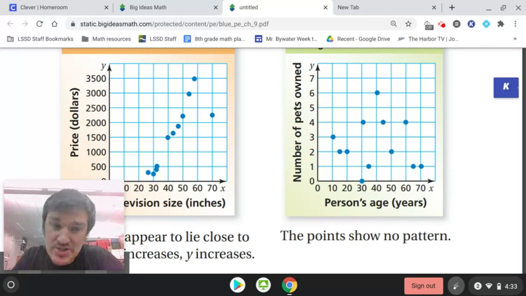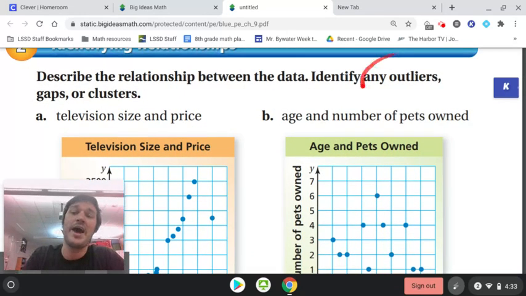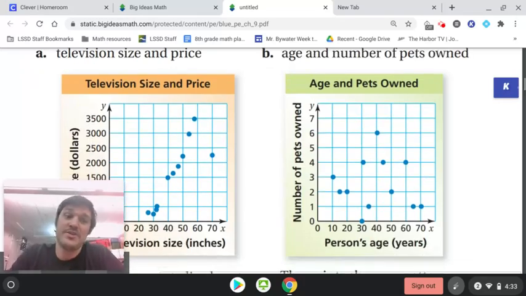If there's no relationship, it doesn't usually make sense to talk about outliers or gaps or clusters. It usually doesn't make sense because there's no relationship.